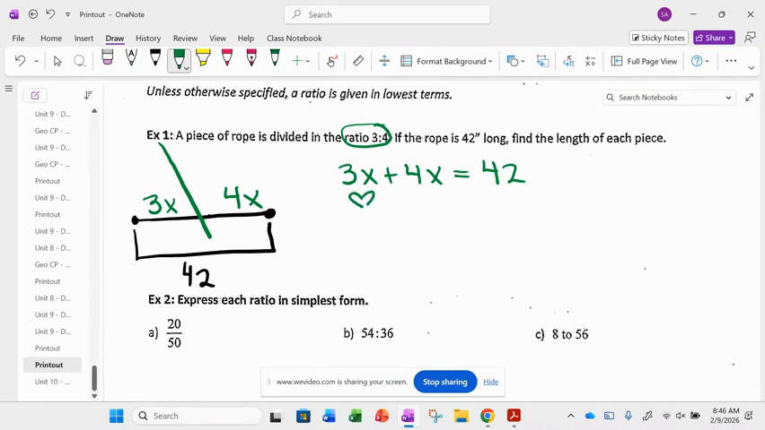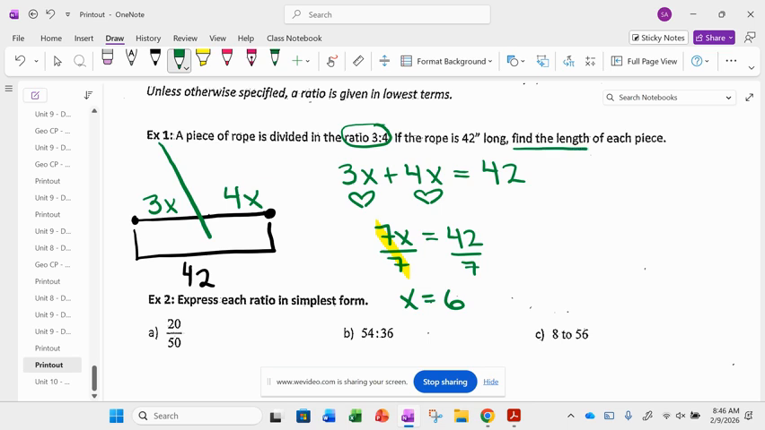Now we're going to combine our like terms. So we now have 7x equals 42. Divide both sides by 7. And we get x is equal to 6.